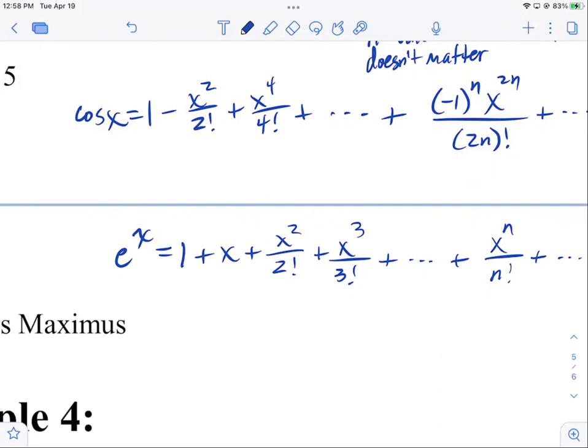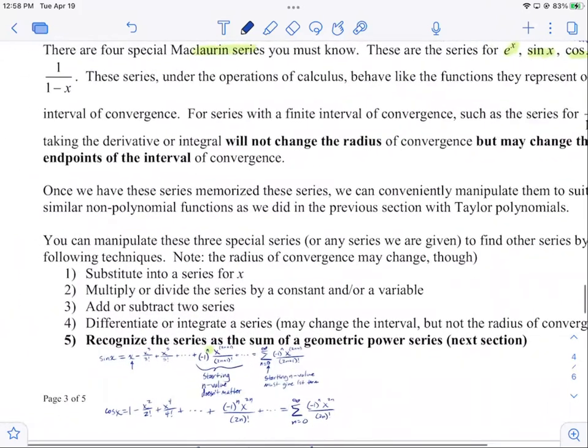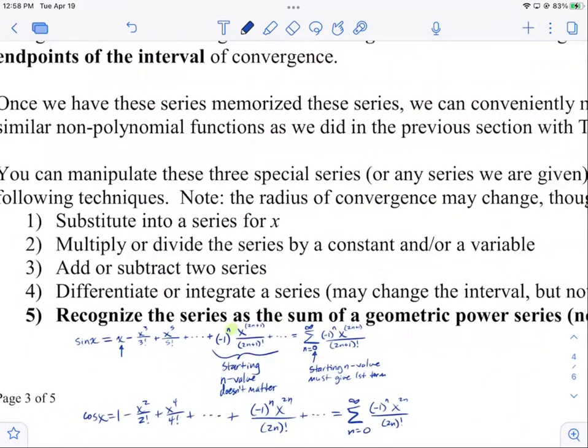All right, now why do we want to have those memorized? Because here's what we can do. We can substitute one series in for another. We can multiply or divide by a constant or a variable. We can add and subtract 2 series. And look at this. I've talked about this already. We could take the derivative of or integrate a series. That's how I showed you how we first got the cosine series, from taking the derivative of the sine.